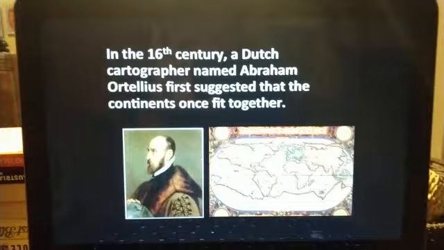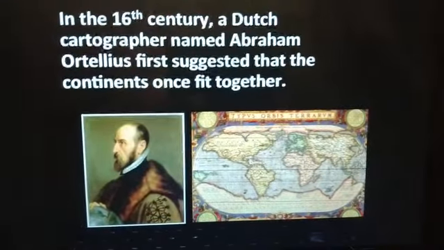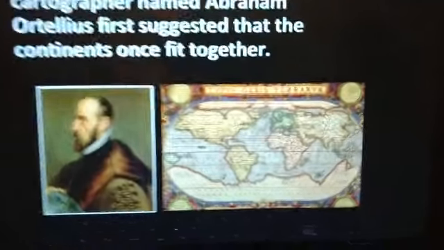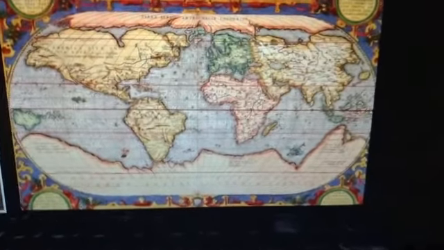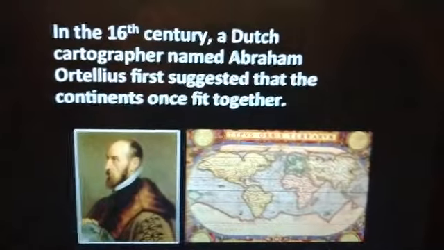In the 16th century, there was a Dutch cartographer named Abraham Ortelius. He was the first one to suggest that the continents once fit together. Even though he was using a pretty crude map at that point, it's not difficult to see how that might have been possible, that the continents did indeed fit together. He described it as a puzzle.